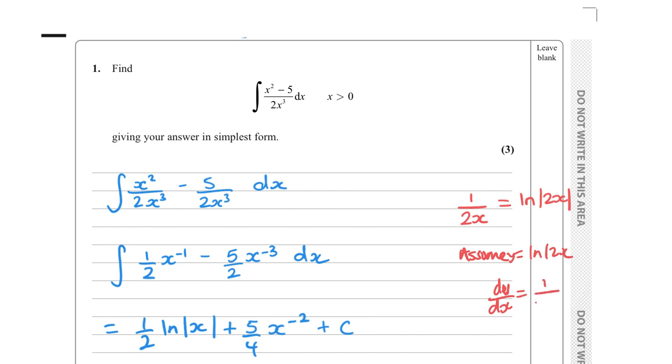We get 1 over 2x, and then we multiply by the differential of the bracket. Differential of 2x is 2. So that equals 2 over 2x, and these cancel and I get 1 over x. Remember, it's because it's a constant, essentially, isn't it? Because this is the same. Remember, ln of 2x is the same as ln of 2 plus ln of x. So isn't that right as well?